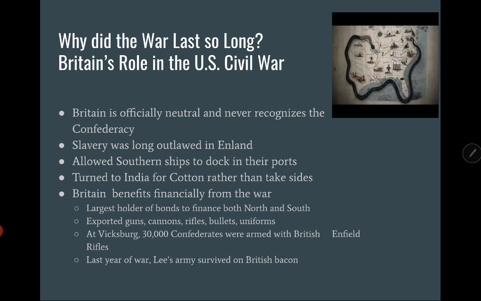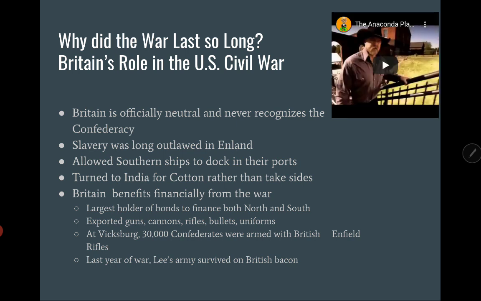So Britain officially stays neutral. It never recognizes the Confederacy. Slavery had been outlawed for a long time in England, I think back to the 1830s. They did allow Southern ships to dock in their ports. So if a Southern ship made it to England, they would trade with them.